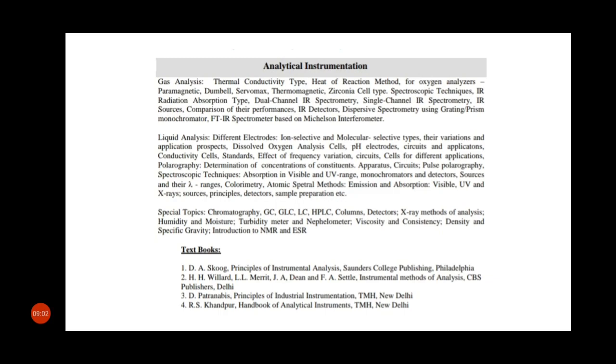Here I have mentioned the textbook's name of analytical instrumentation.